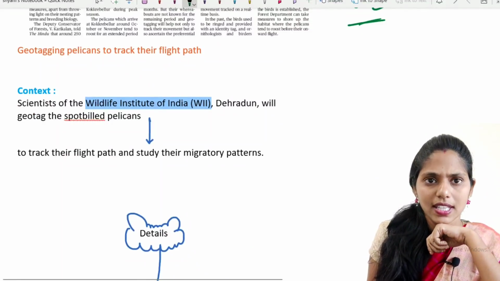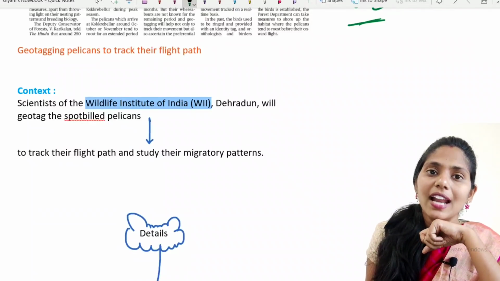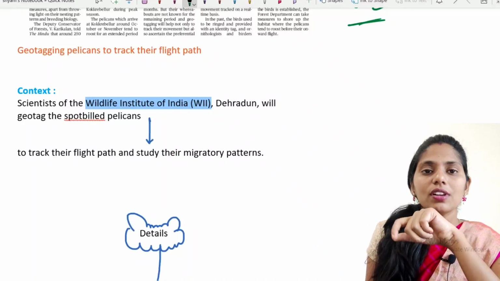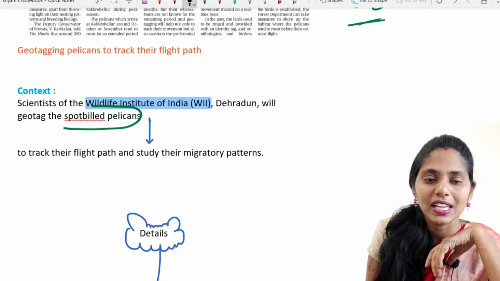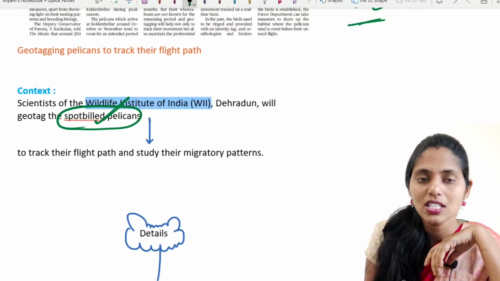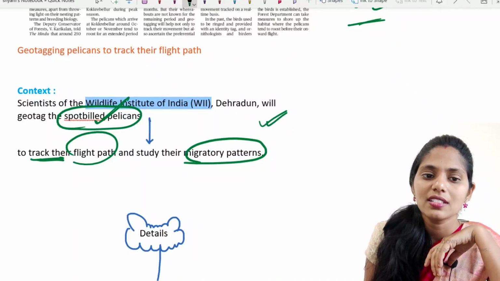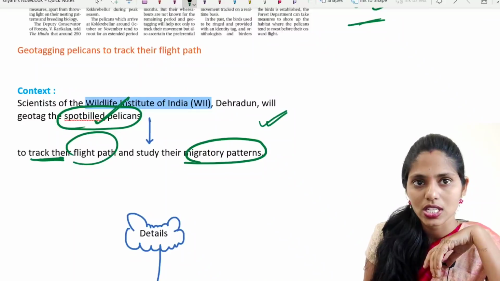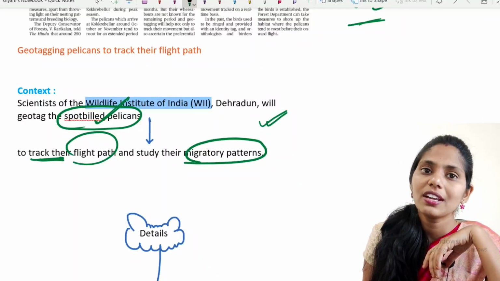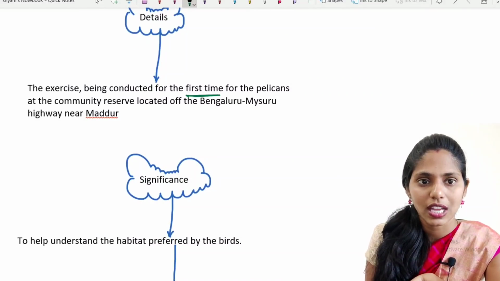If you see the context, it says that scientists of the Wildlife Institute of India, that is WII, Dehradun, will go for geotagging of these pelicans. They are spot-billed pelicans. This geotagging will be very helpful to track their flight path and study their migratory patterns. Scientists of the Wildlife Institute of India will geotag the spot-billed pelicans. The exercise is being conducted for the first time for pelicans.